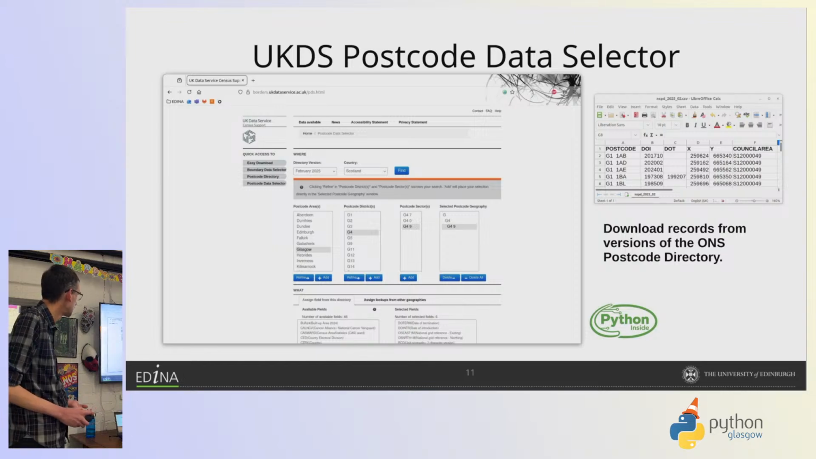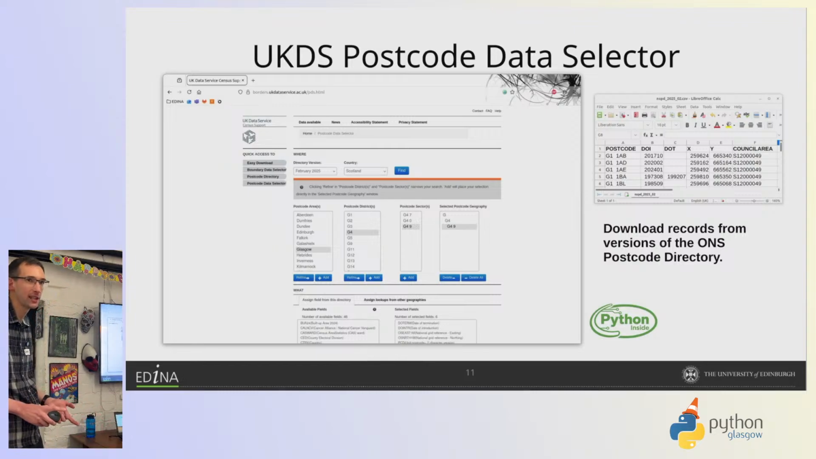And we have a similar application for the postcode data. And this allows users to download sets of postcode data from things which are called a postcode directory. So a postcode directory provides a single record for every postcode in the UK. So that's about 1.3 million records.